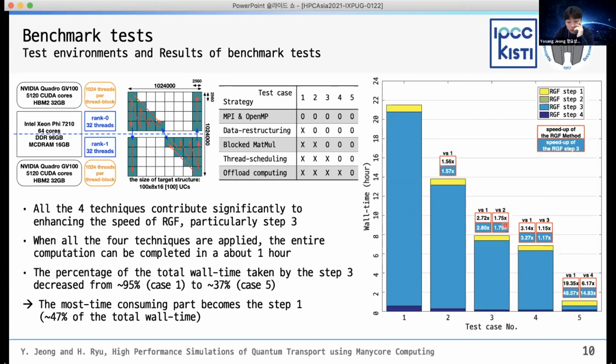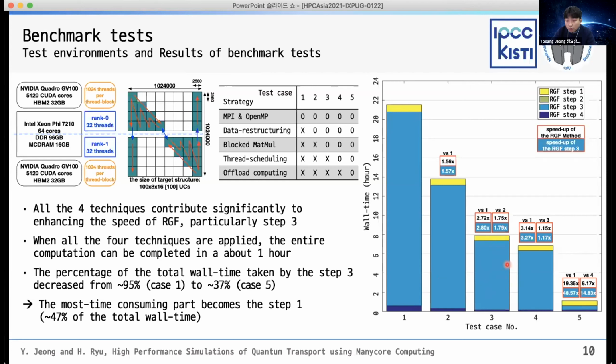In test case 3, by applying the technique of blocked matrix multiplication, we can see additional performance improvement. The overall simulation becomes faster by a factor of 2.72 and 1.75 with respect to case 1 and case 2, respectively. And the role of submatrix multiplication in step 3 is again quite obvious here.